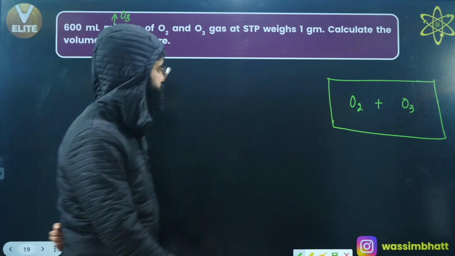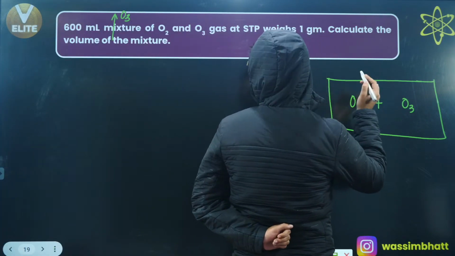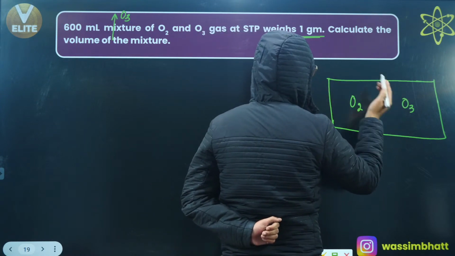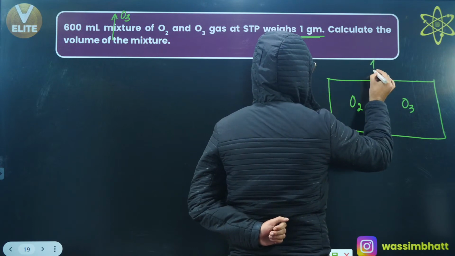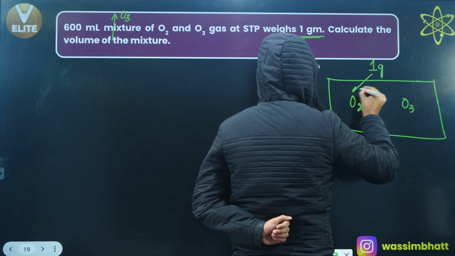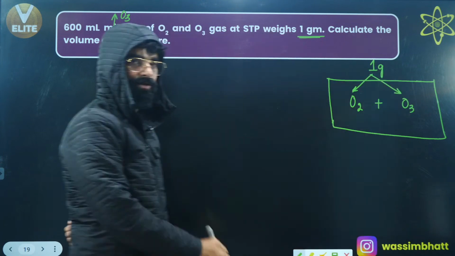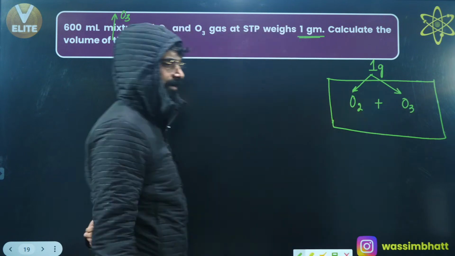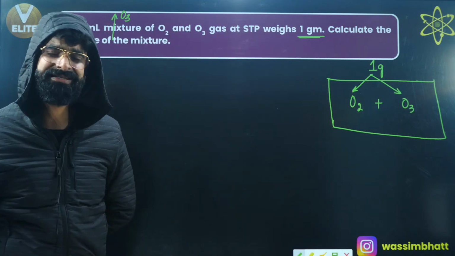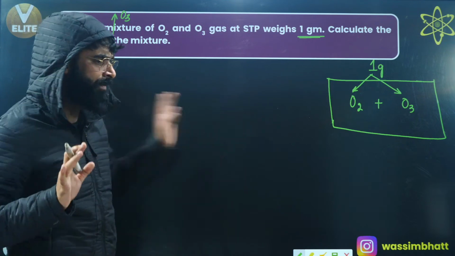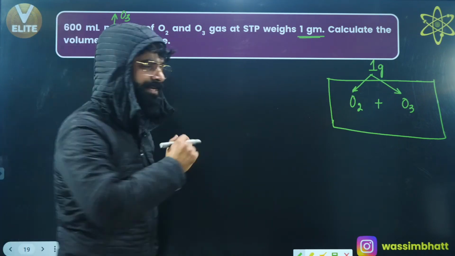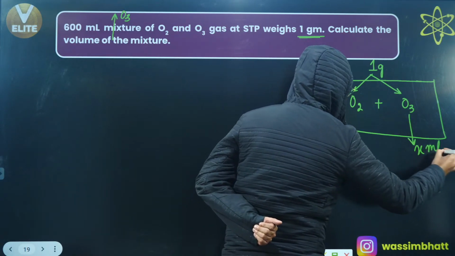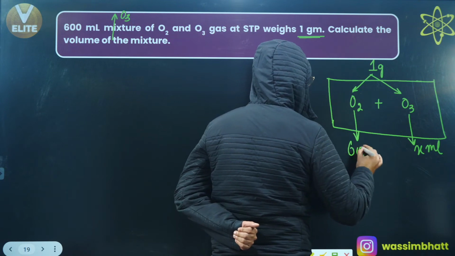Have a look. What is given to us? We are given the mass of the gaseous mixture, which is 1 gram. We are given the volume of this complete mixture as well, 600 ml. Let's assume out of 600 ml, there are some x ml of O3 in the container. So the remaining is going to be 600 minus x ml.